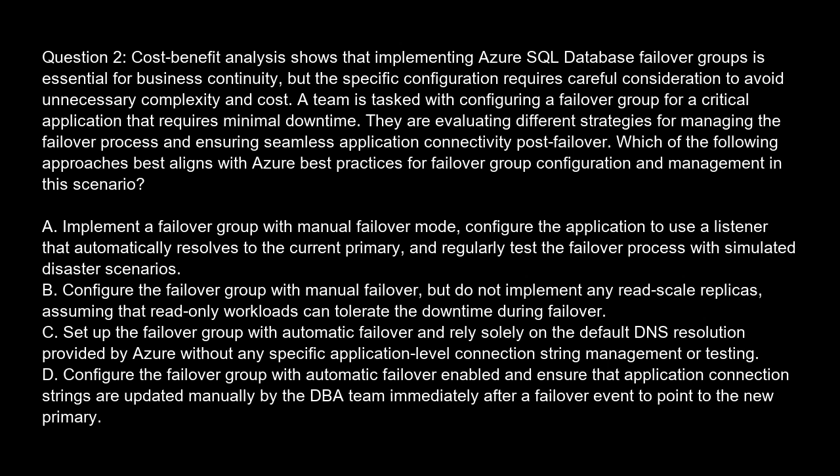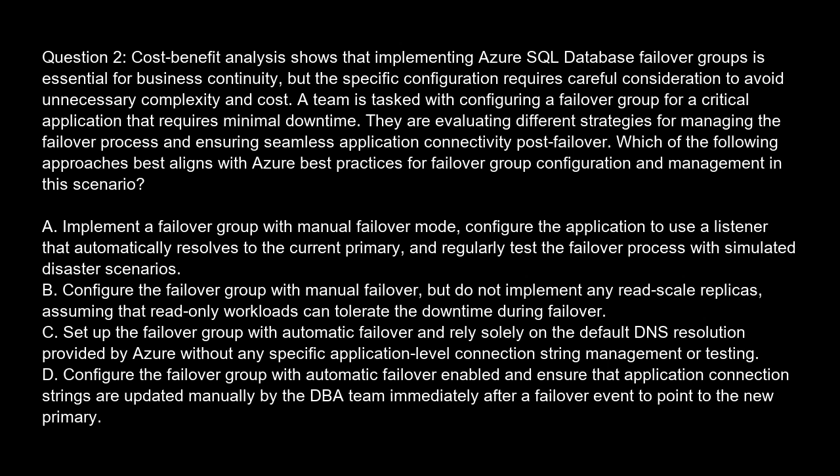Option A. Implement a failover group with manual failover mode. Configure the application to use a listener that automatically resolves to the current primary, and regularly test the failover process with simulated disaster scenarios. Option B. Configure the failover group with manual failover, but do not implement any read-scale replicas, assuming that read-only workloads can tolerate the downtime during failover. Option C.